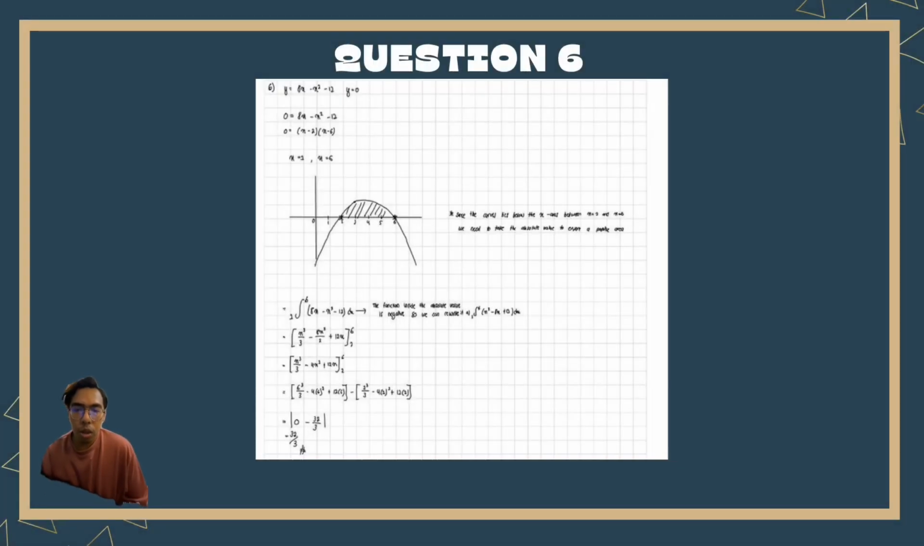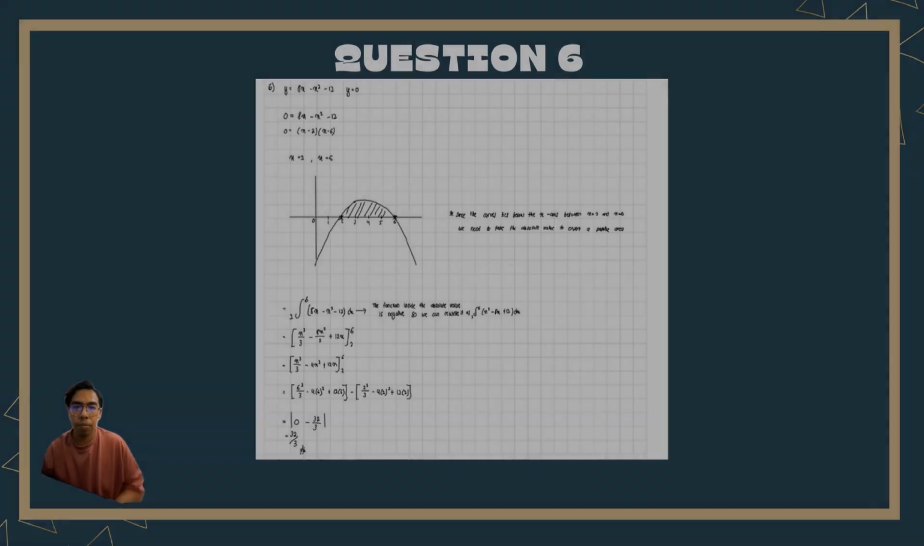For question c, we rearrange the equation and factorize the quadratic equation. Then we got the intersection points of x, which are x equals 2 and x equals 6. Then we do the integration of the equation and split based on the range of x values. We evaluate the equation and got 32 over 3 for the area.